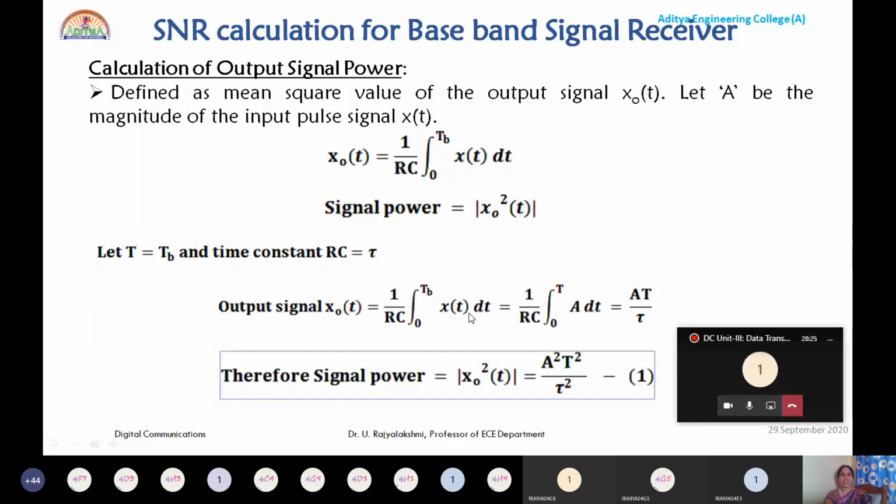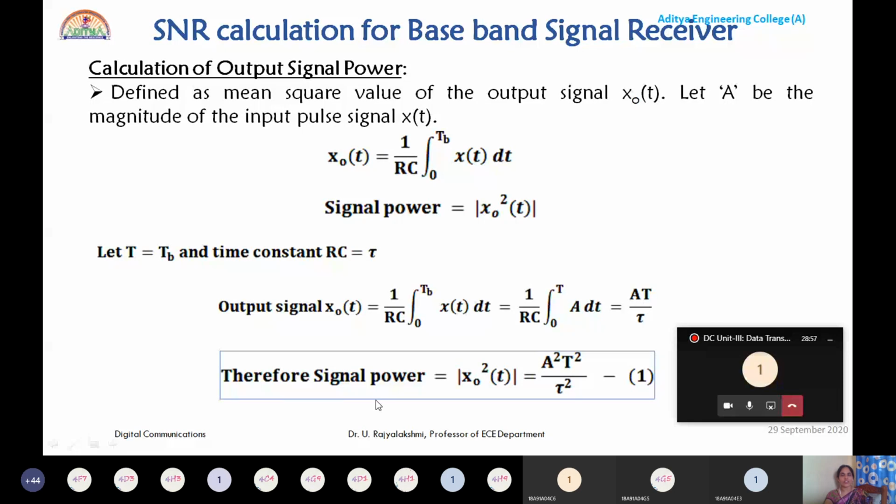Okay, so what is x of t? X of t has a magnitude of capital A for the limits 0 to t. So 1 by RC integral 0 to t A dt. The integration of dt will be t. If you apply the limits, you will get t minus 0, so it will be t only. That's why the value will be At by tau, where tau is the time constant RC. Now finally, you got the output signal as At by tau.